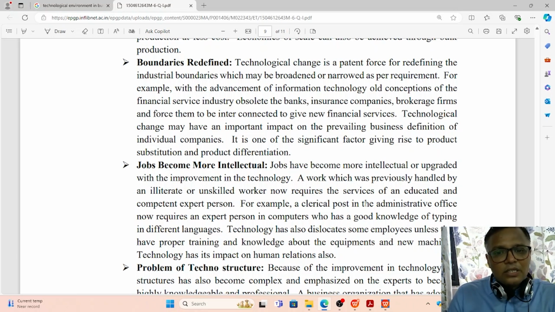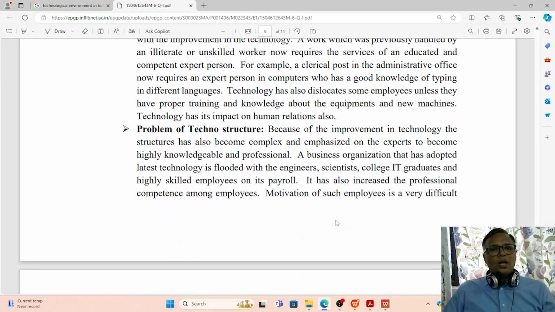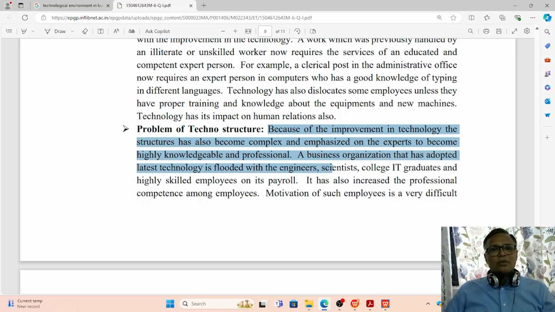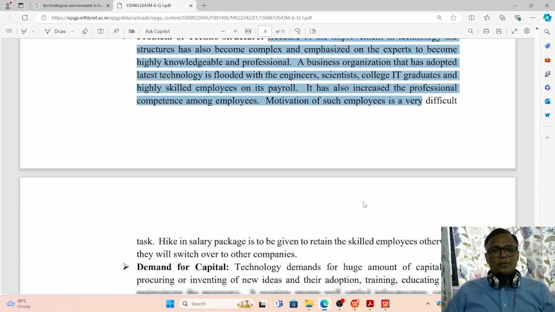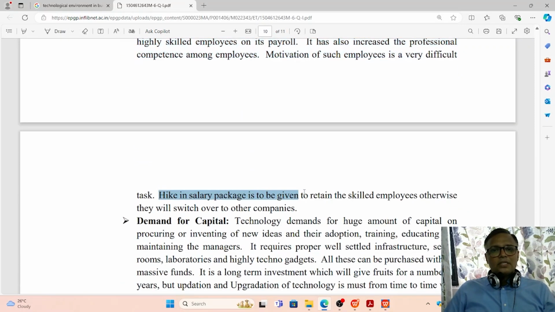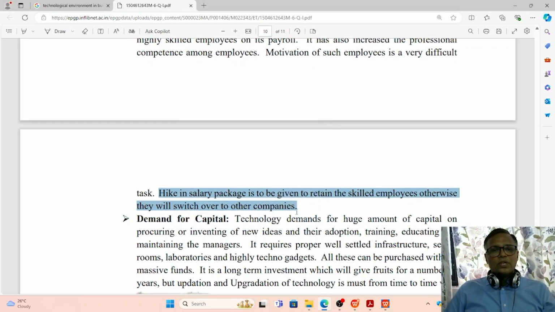Next is about human relations. Technology has its impact on human relations also. There is the problem of the technostructure: because of the improvement in technology, the structure has also become complex and emphasizes experts becoming highly knowledgeable and professional. A business organization that has adopted the latest technology is flooded with engineers, scientists, college graduates, IT graduates, and highly skilled employees on its payroll. It has also increased the professional competence among employees. The motivation of such employees is very difficult. Hikes in salary packages are also being given to retain the skilled employees. However, they may switch over to other companies.